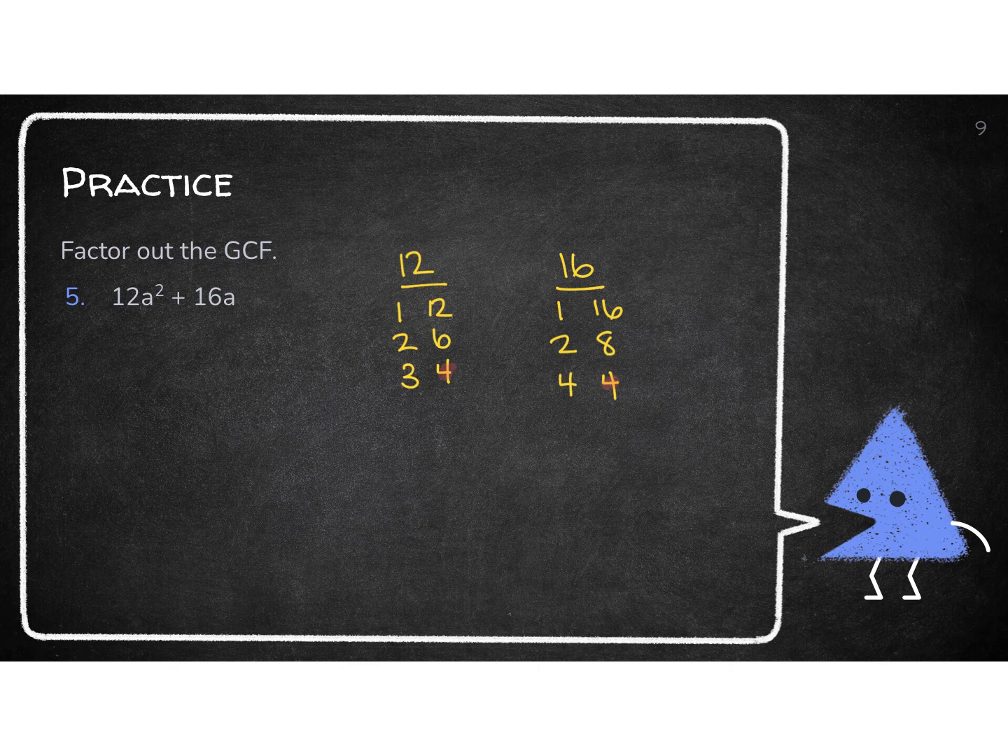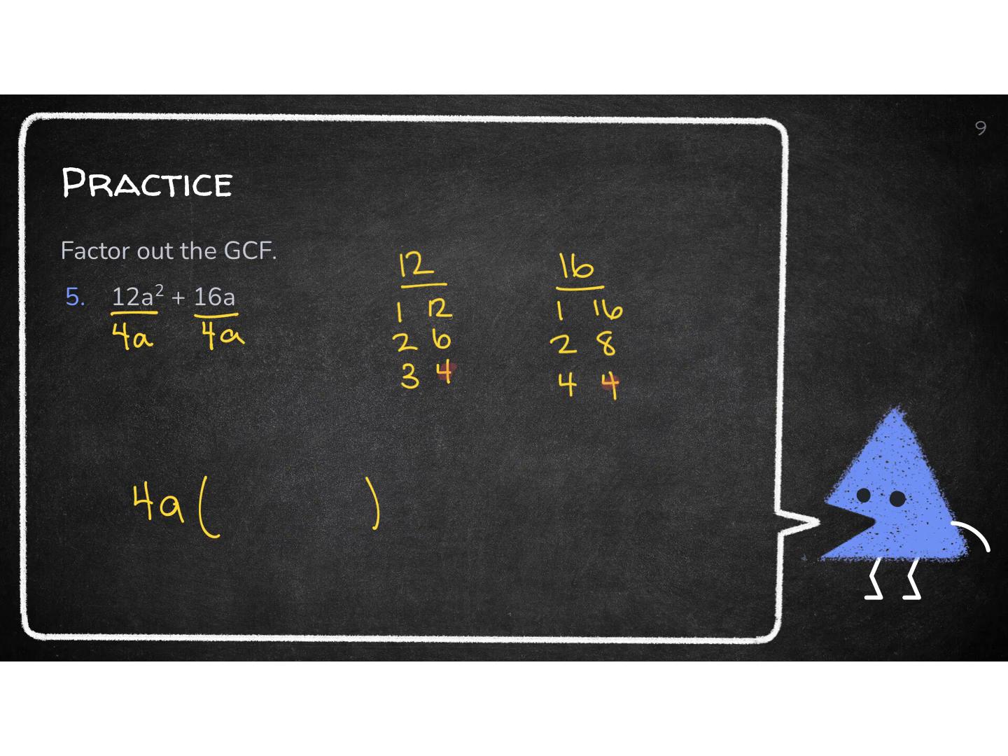So when I'm looking at this list, I'm going to have a 4. That's the biggest number that they have in common. So I'm going to divide both of them by 4. So now I have an a squared and an a. Well, the smallest amount of a's they have in common is just the 1. So 4a is my GCF that I'm going to take out.